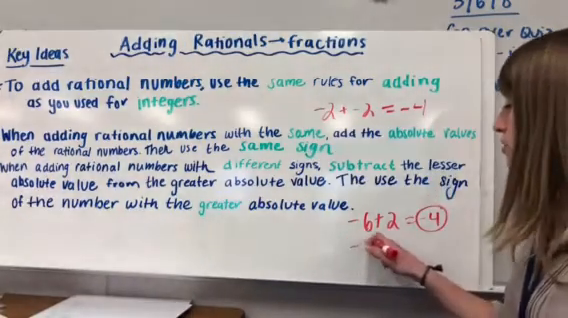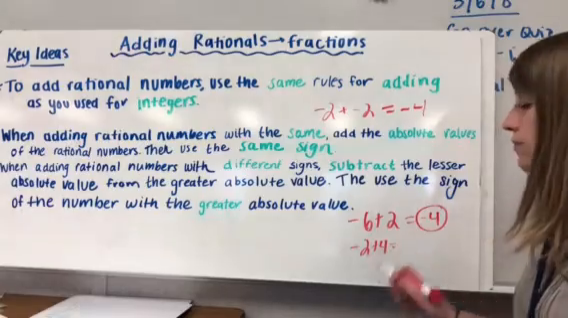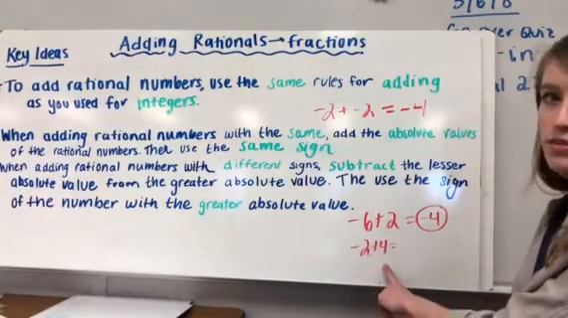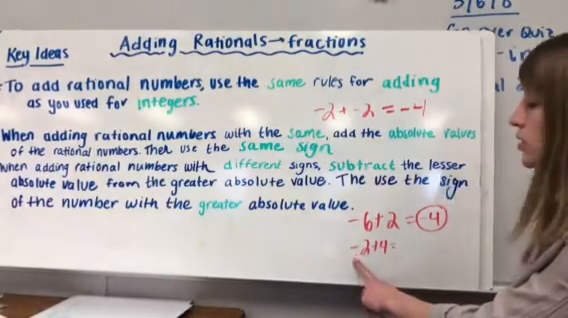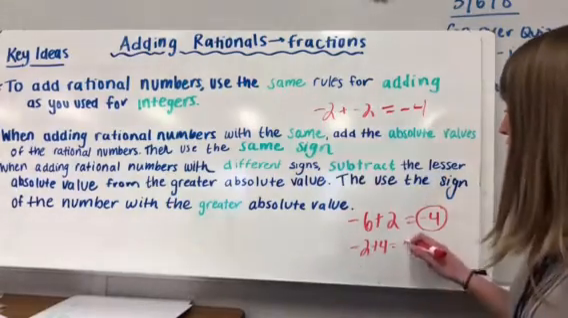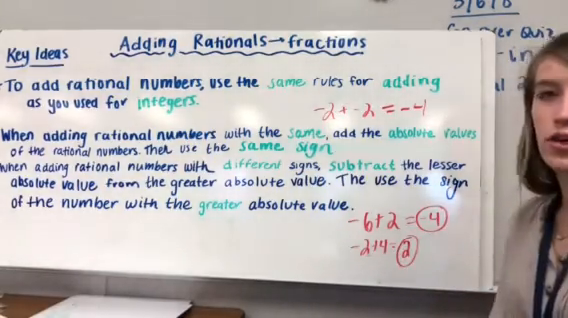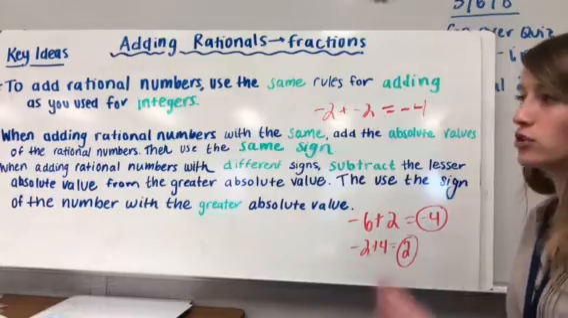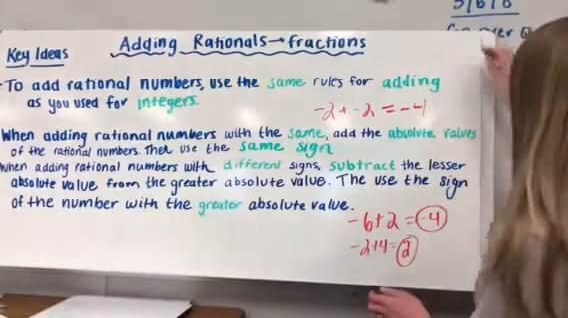If we were to do one similarly, -2 plus 4, 4 has a greater absolute value. 4 minus 2 is 2. We keep the sign of the 4 since it has the greatest absolute value. We get 2. Again, these are just reviews from adding integers.